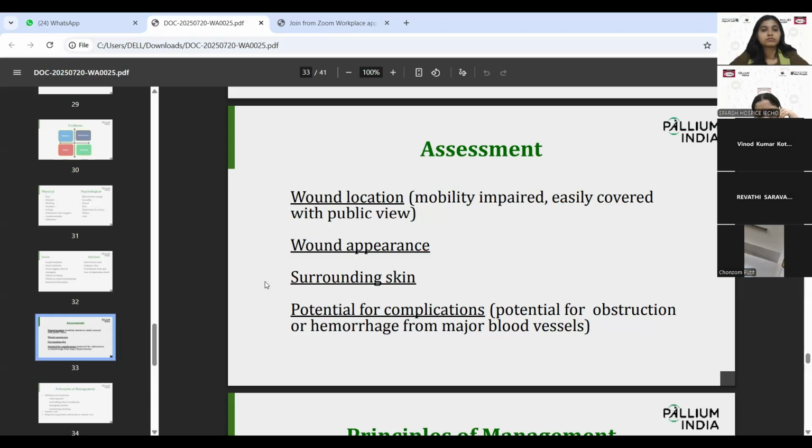Participants, please answer. Which major blood vessels are present near the neck or face? It is a very potential complication. Carotid artery. You have to check. Very good. Then jugular vein. Yes, correct. So you have to check for the potential for complications. Ma'am, please scroll.